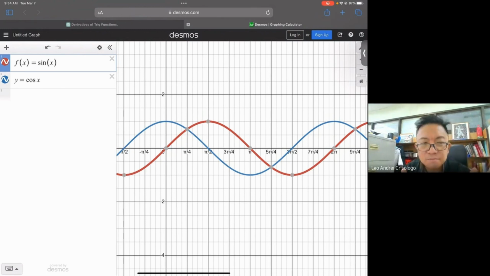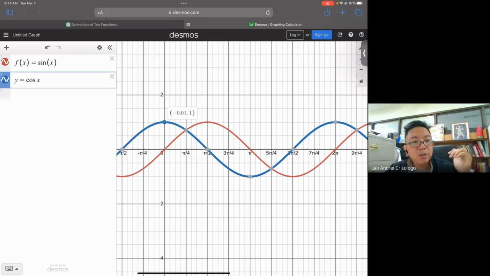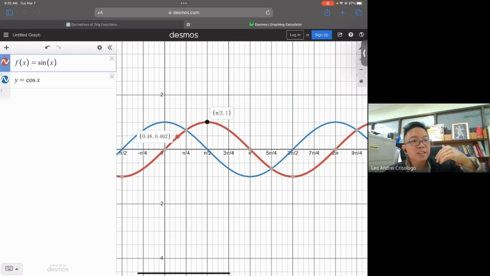of cosine is sine? Kasi kung ang derivative ng cosine ay sine, edi 0 dapat yung slope ng tangent line ni cosine dito. At 0 naman si sine. 0 din yung slope ng tangent line dito. Pero kasi tignan natin, ano yung slope ng tangent line dito ni cosine? Is it positive or negative? Negative, di ba? Negative yung slope ng tangent line. Pero positive yung values ni sine. So, hindi equal to sine yung derivative ni cosine just by looking at the graph.